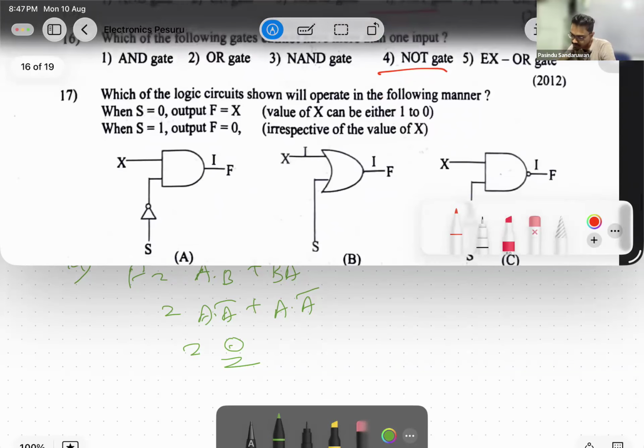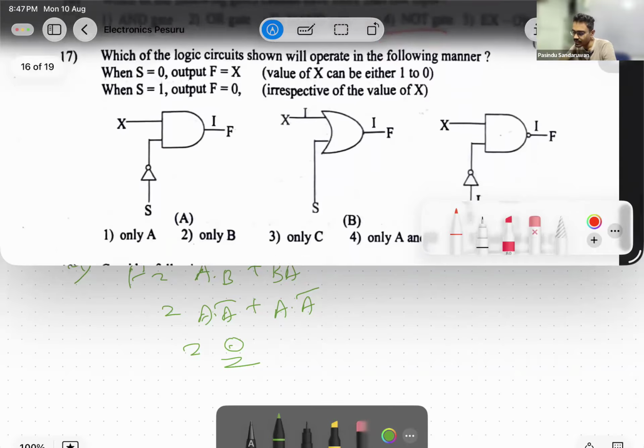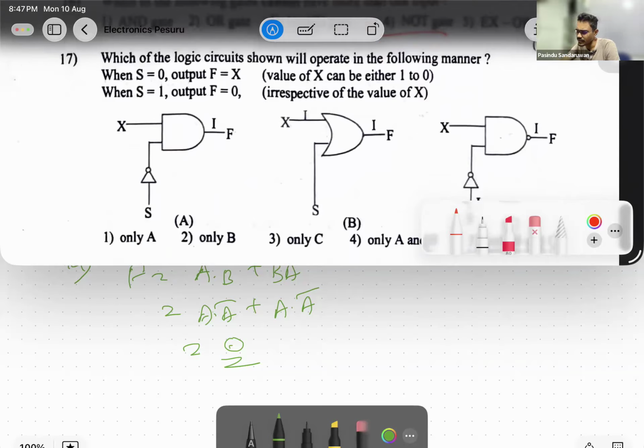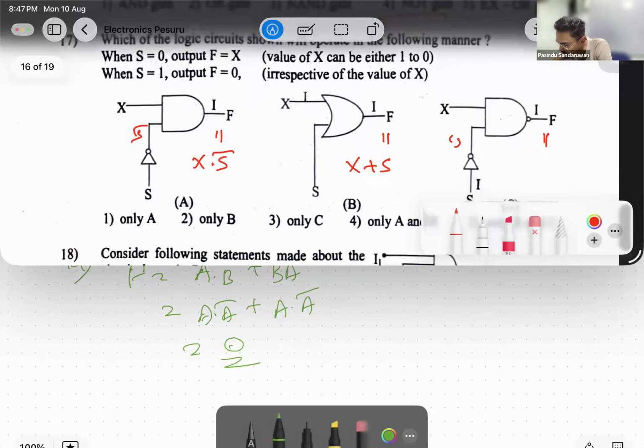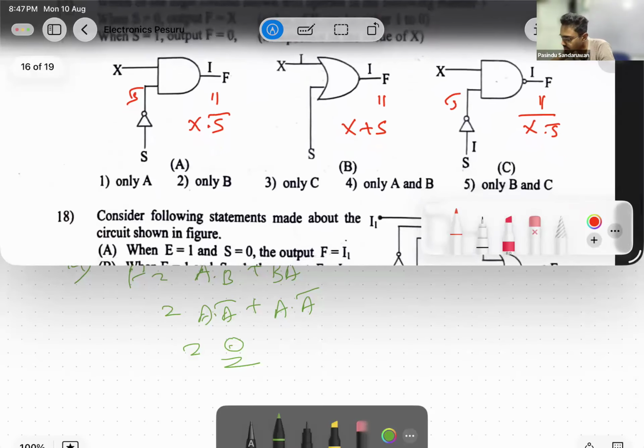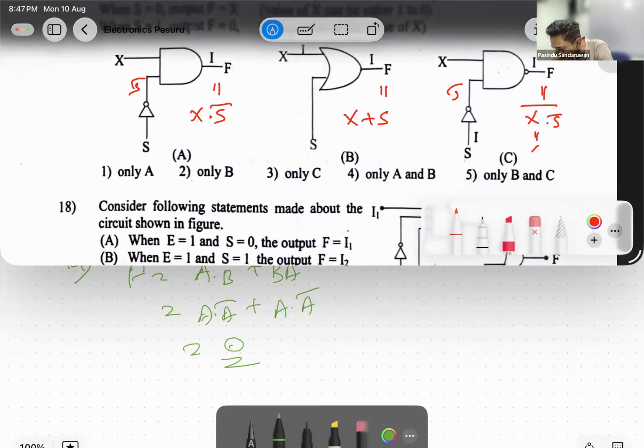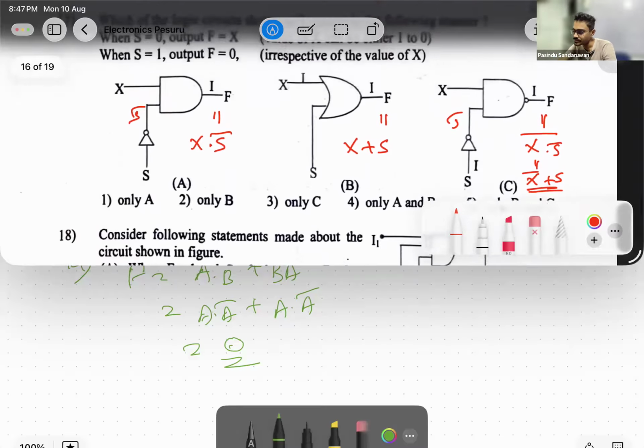17. Which of the logic circuits shown will operate in the following manner? Then you better check with the Boolean output again. Here, the Boolean output: this is S and S bar. Then this is X dot S bar. In this case, this is X plus S. And in this case, this is S bar again, that is X dot S bar bar. This can be simplified. This is X plus, X bar plus S. X bar plus S.